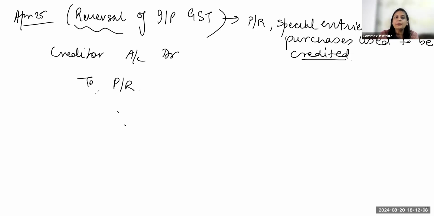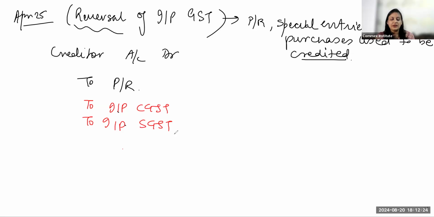Now here we also have to credit our input GST, so to input CGST and to input SGST. And here the creditor's name is given as Karam. I'm talking about the April 25 transaction. So rather than creditor, can I write Karam account? I'm putting his name only. So we'll say Karam account debit to purchase return, the normal transaction. Two more things we have to credit.